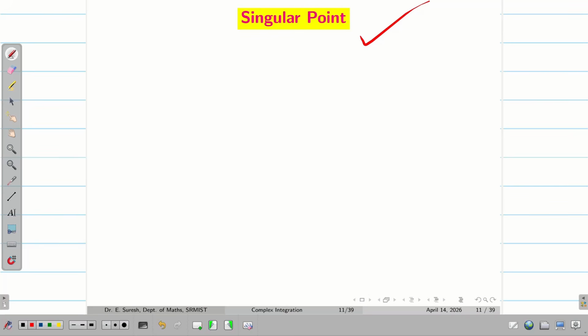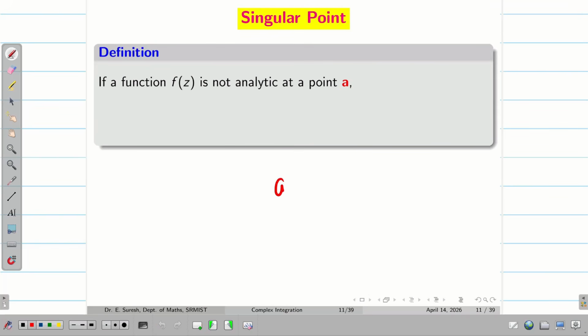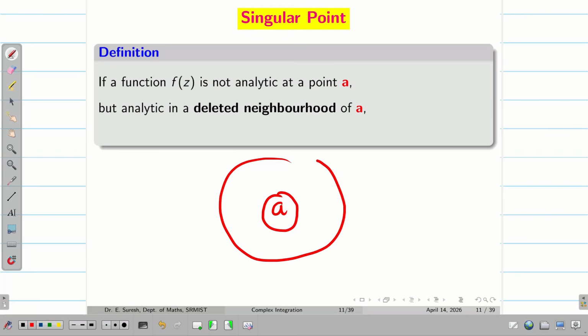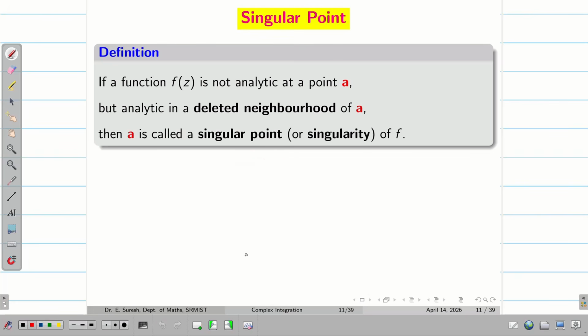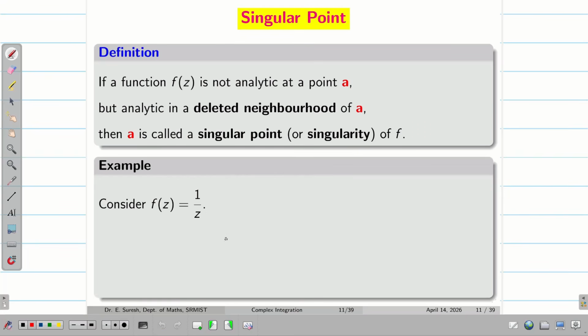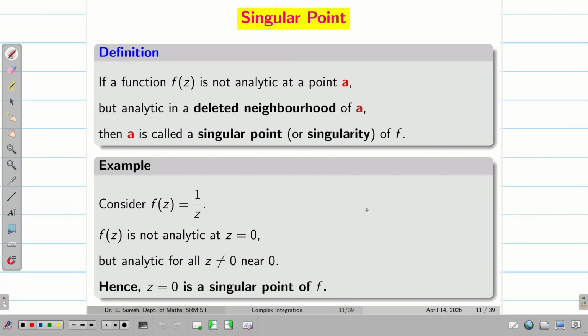What is a singular point? If a function f of z is not analytic at a particular point A, but it is analytic everywhere else in a neighborhood of A, then A is called a singular point or singularity of f. The example we see: f of z is 1 by z. F of z is analytic everywhere except at the point z equal to 0. Hence 0 is called a singular point of the function f. Hope you understand, students.